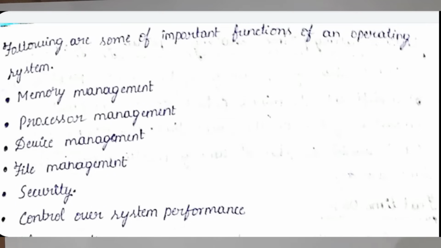This is the diagram. These are some of the important functions of any operating system. First one is memory management. By using an operating system, we can perform memory management, and next we can also perform processor management, device management, file management, and this operating system also provides security, and is also used to control system performance. These are various functions provided by an operating system.